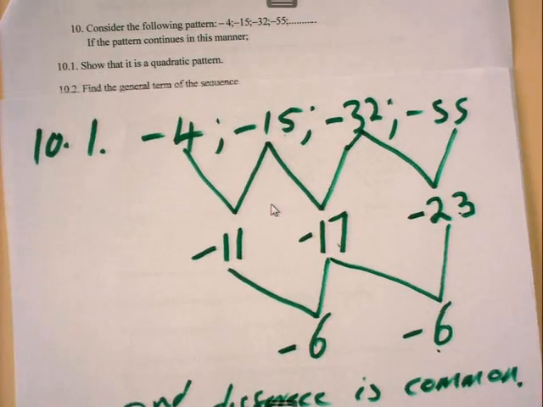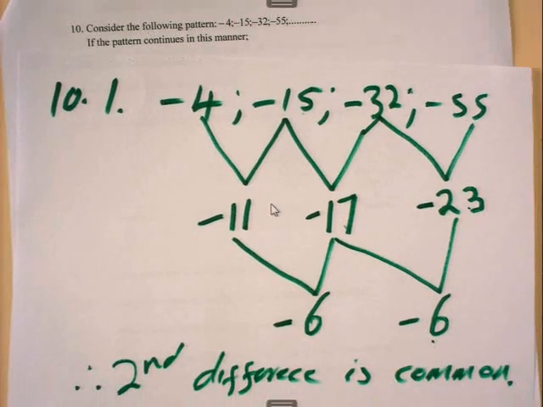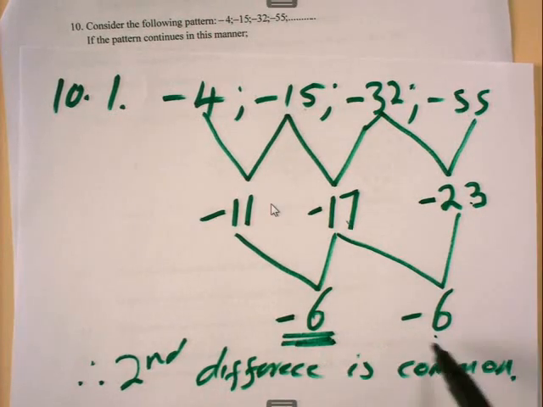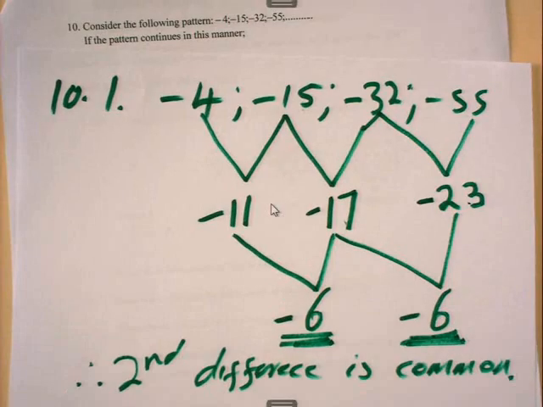That's why we say it is a quadratic number pattern, because the second difference, check, this is the second difference, negative 6. This is the second difference, negative 6. So the second difference is common. The second difference is constant. Therefore, this becomes a quadratic number pattern.